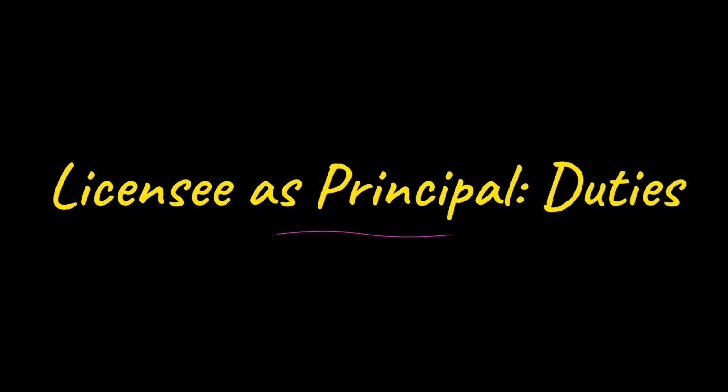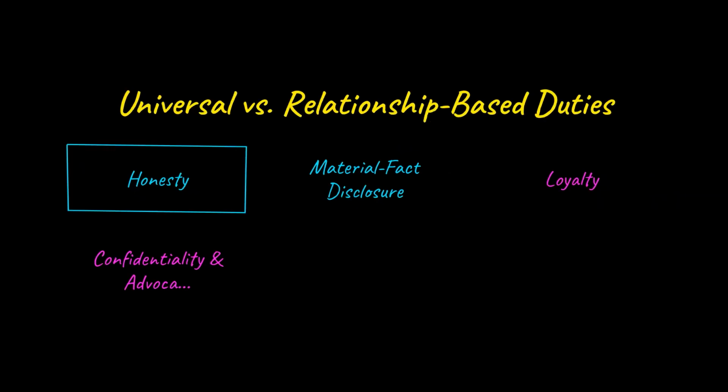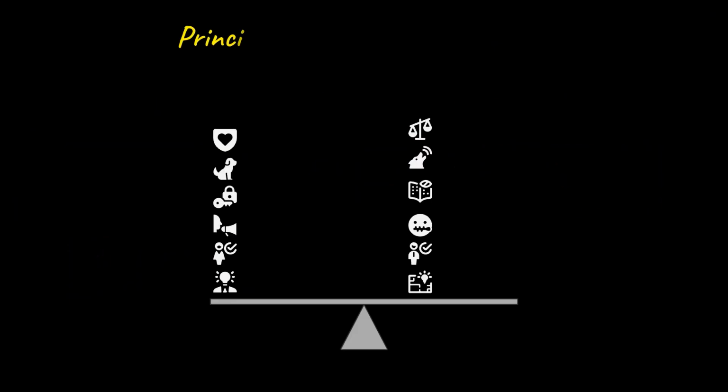When a real estate licensee buys or sells property for their own account, they step into the role of a principal, not an agent. But Ohio law doesn't let the license go silent. Two distinct categories of duty apply very differently in this situation. Universal duties, honesty and disclosure of known material facts, bind every licensee in every dealing, whether acting as agent or principal. Relationship-based duties, loyalty, confidentiality, and advocacy, arise only from representing a client, so they have no one to attach to when the licensee is the party to the deal.